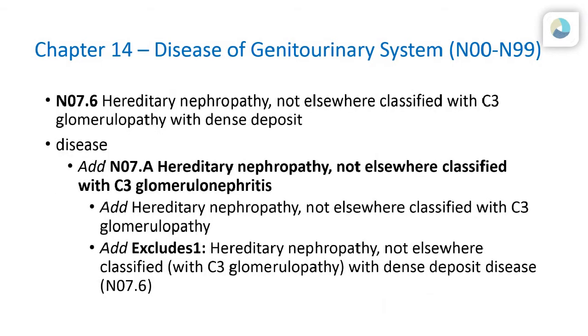And then we have hereditary nephropathy, not elsewhere classified, with C3. And again, new code, N07.A, hereditary, not elsewhere classified.